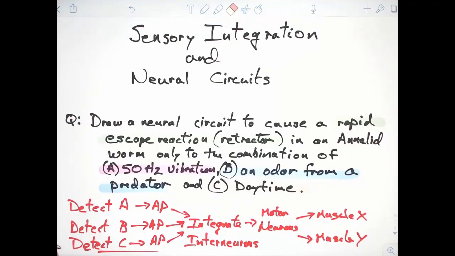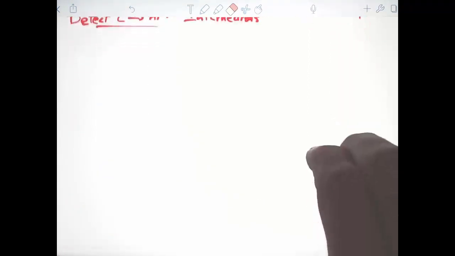Whenever you're doing these, you need to break it down into pieces, detect each of the individual sensory inputs. Those get integrated in one or more interneurons, which then affect motor neurons and cause changes in muscles in sequence. So in this problem, we're not going to show all the details of how each receptor works because all we need is a neural circuit.